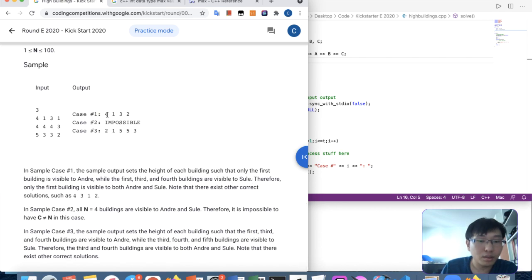This one, or these two and this one are visible to Sue. Also, they don't stand on the building here; they stand somewhere here. So Andre, he sees from the right. He only can see this.